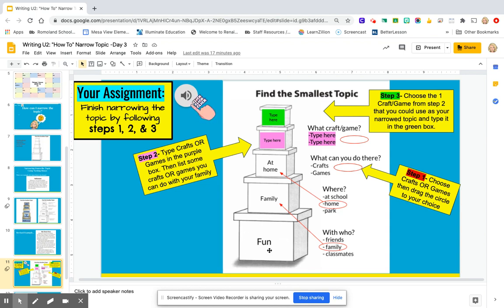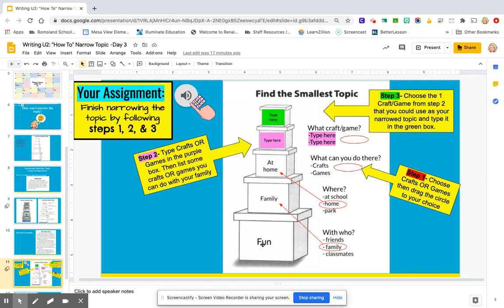So I started with saying, my topic is I want to teach someone how to have fun. But then I asked myself, well, who would I have fun with? My friends, my family, or my classmates? And I chose family. And then I wrote family in my next box here.